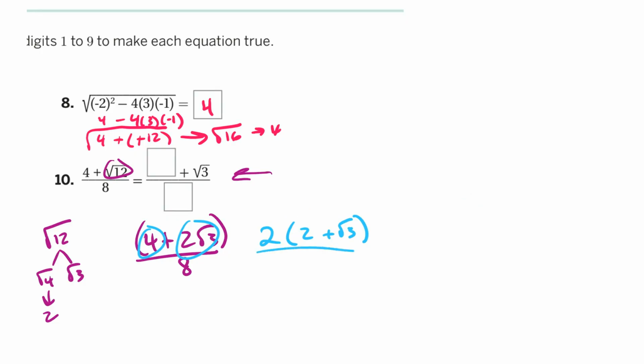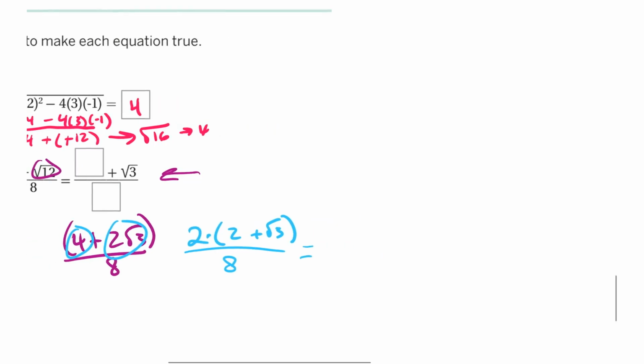The reason I'm doing that is now, since this is multiplication, I can simplify this 2 over 8. So 2 over 8 simplifies to 1 over 4, which then gives me 2 plus root 3 over 4, which is now what I can plug in as my final answer here: 2 plus root 3 over 4.